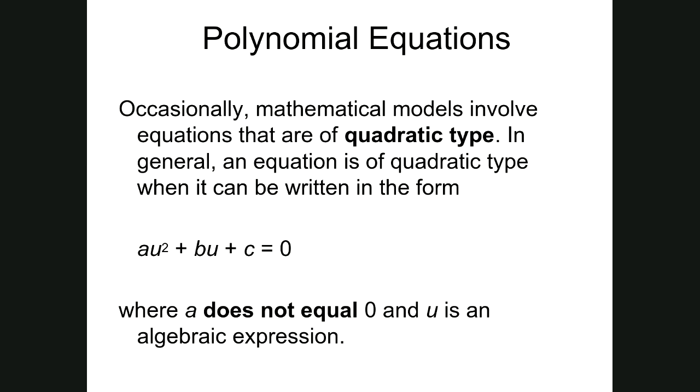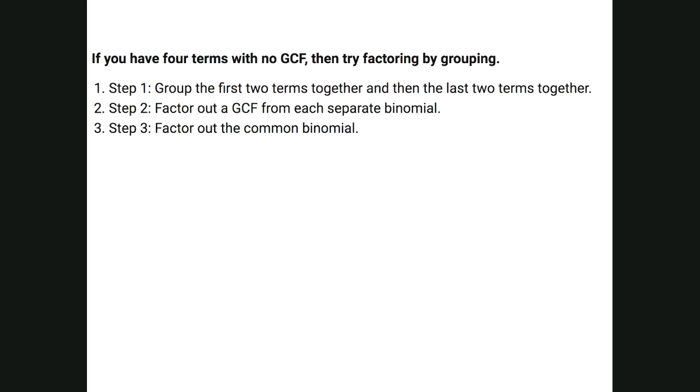Okay. Occasionally, mathematical models involve equations that are of quadratic type. In general, a quadratic equation can be written in the form ax^2 + bx + c. If it is quadratic, you'd solve it like that. But now, let's say you have 4 terms instead of 3 terms. The quadratic formula works when you have 3 terms. We're going to be factoring with 4 terms. So we're going to have something like x^3 + 4x^2 + 3x + 2. There are 4 terms here. You can't use the quadratic formula here.